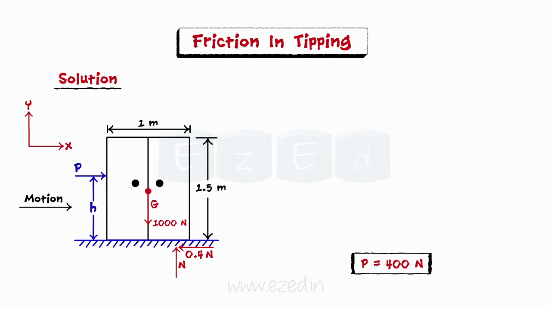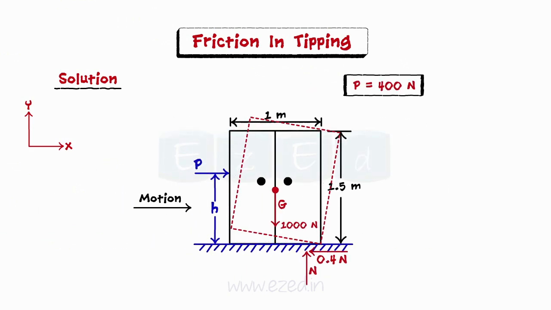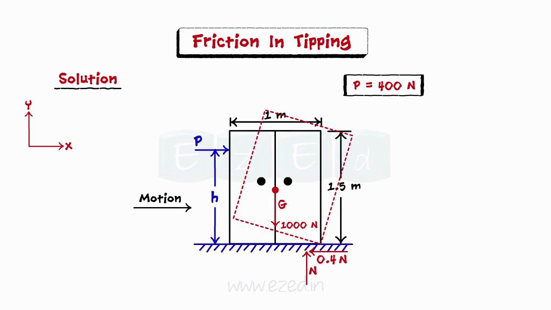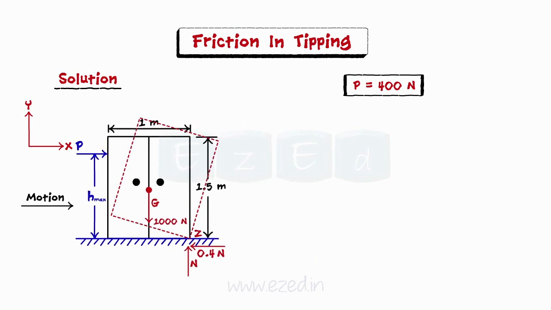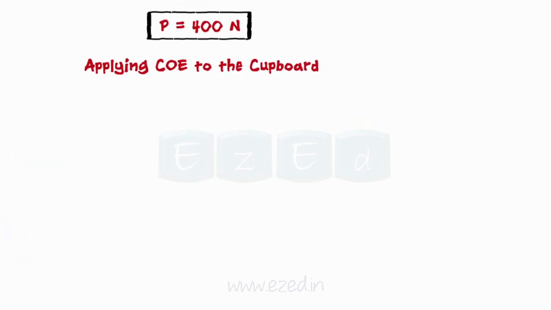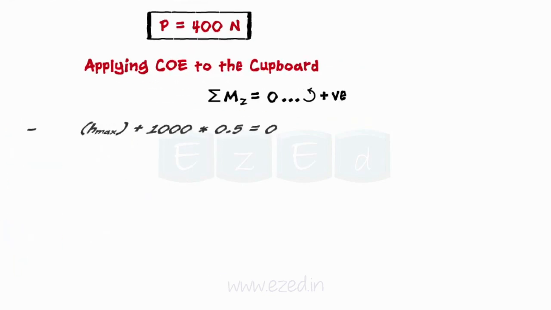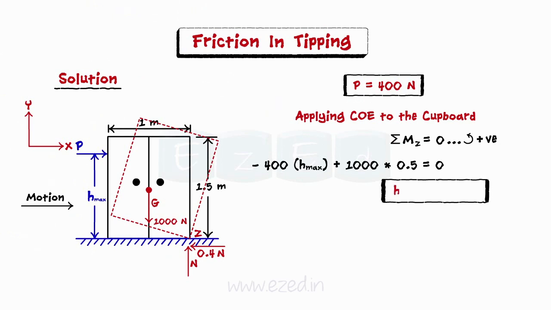The cupboard is on the verge of tipping when the applied force is at the maximum possible height, that is H max. The normal reaction shifts to the corner Z. We will now apply the conditions of equilibrium to the cupboard. We will equate the summation of moments of all forces about the point Z to 0. On simplifying, we will find the maximum possible height is equal to 1.25 meters.